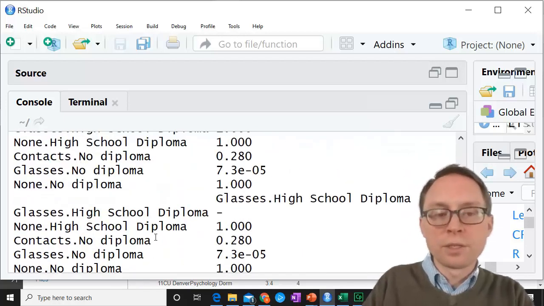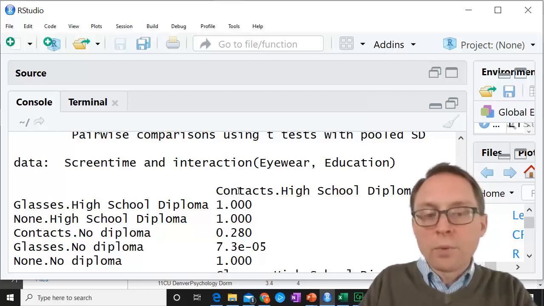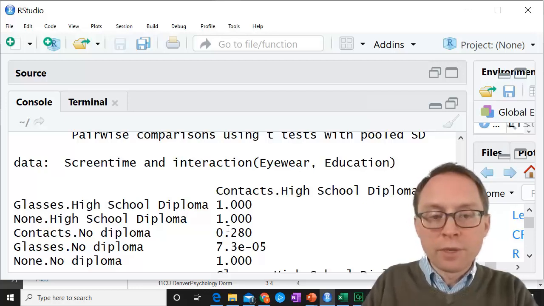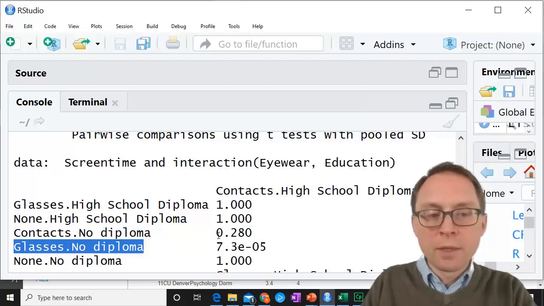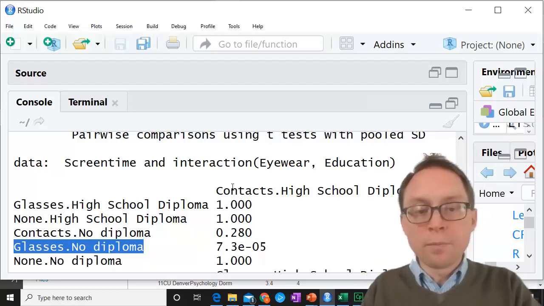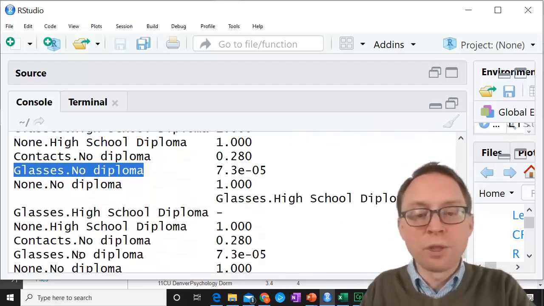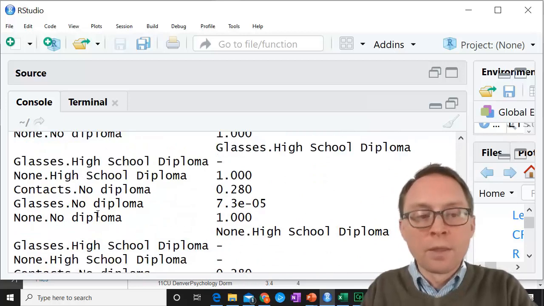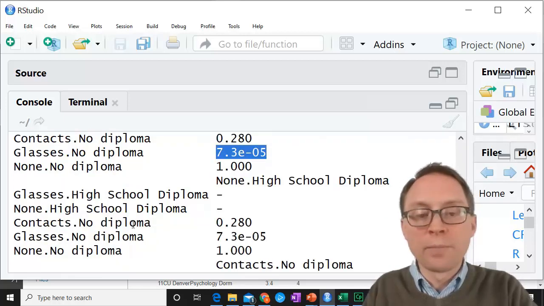Here's our different groups. There's a lot of these because they're running out of room here. Okay, if we want to compare people who wear contacts who have a high school diploma, these are all the comparisons. The only significant difference is people who have glasses with no diploma. Let's look right here. The same thing is happening with people who wear glasses who do have a high school diploma. The only significant difference is people with glasses with no diploma.